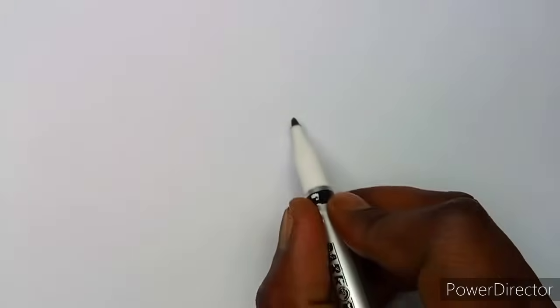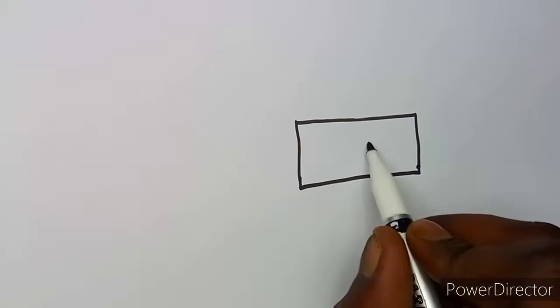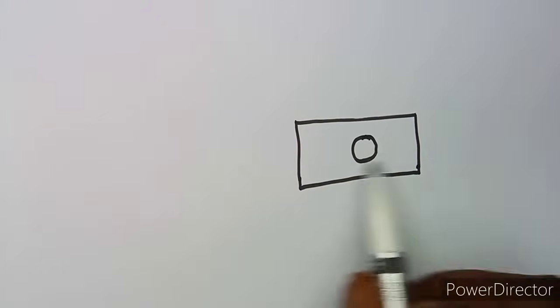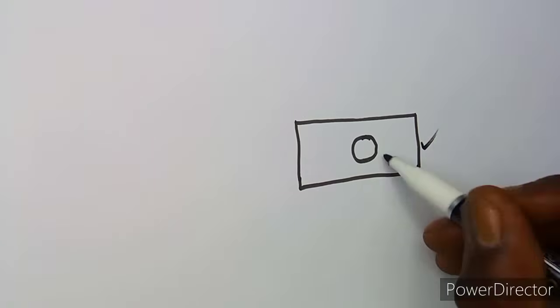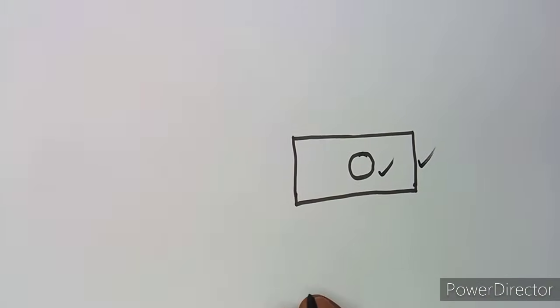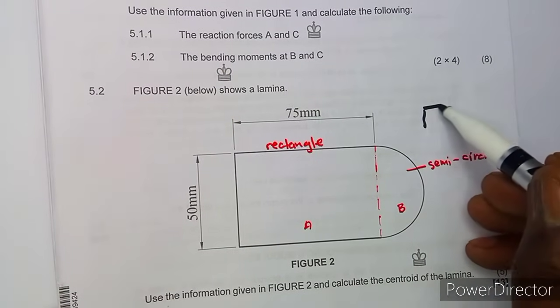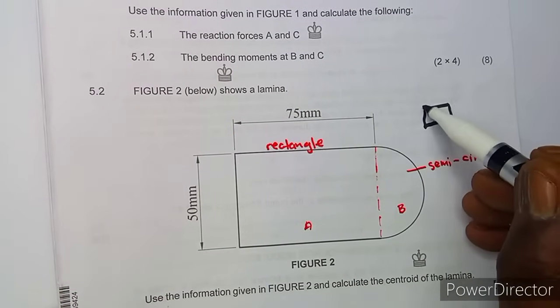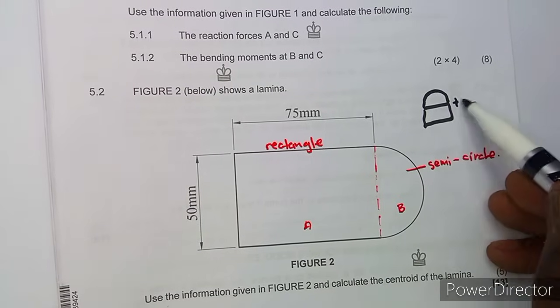Something of this nature, where you can have a rectangle with a hole, a circle inside. On this type of condition, whatever you get, you're supposed to subtract: the bigger minus the smaller one. But in this case, you just add, because these two are just connected together. It's a rectangle with a semicircle put on top. So you just add together.